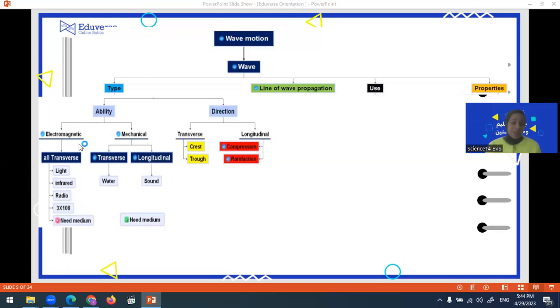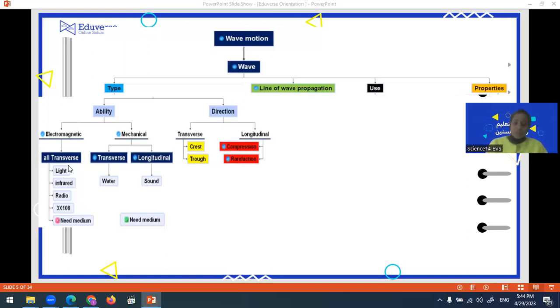So what about the mechanical? No, they need a medium to propagate through. They cannot propagate through vacuum. What are the examples of the electromagnetic, which will all be transverse? We're going to explain transverse after 1 minute.